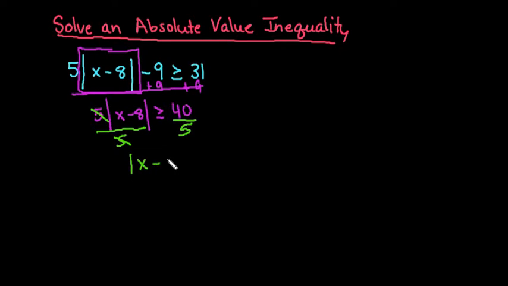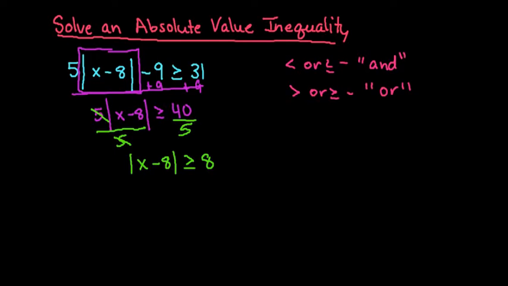So once you get x minus 8, or your absolute value term by itself, you're going to ask yourself whether you should use an or or an and inequality. If you remember, if it's less than or less than or equal to, you always use and. So I always read this as less than. If you have greater than or greater than or equal to, you always use an or inequality. So because we have this rule, we would use an or in between.